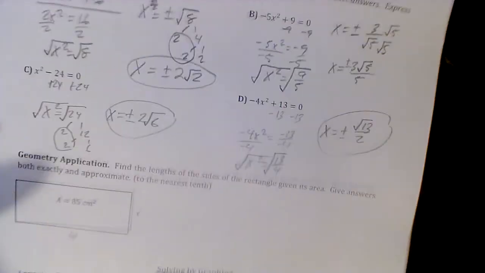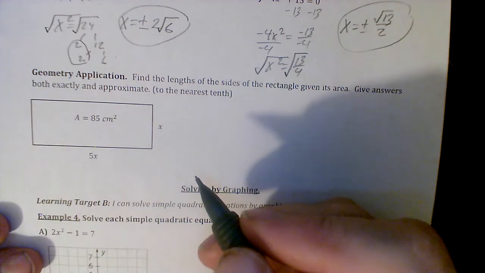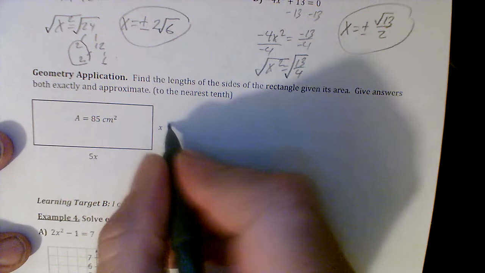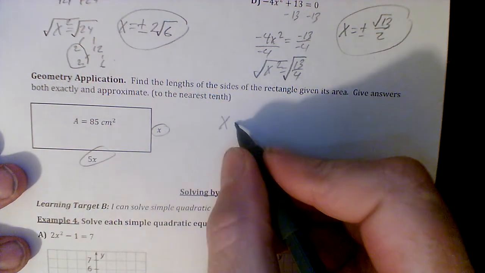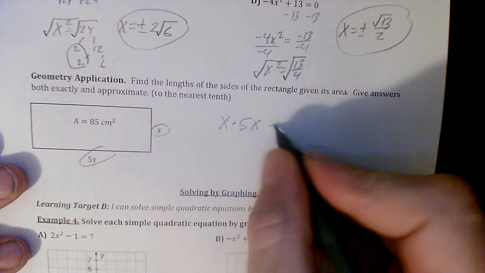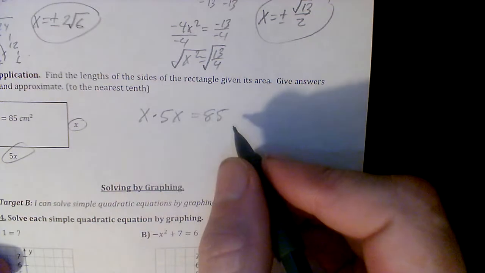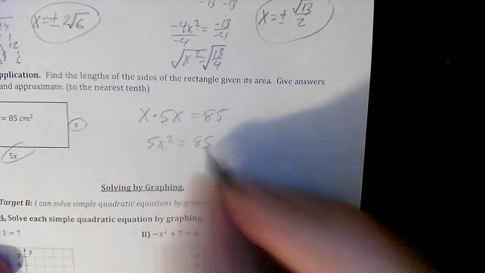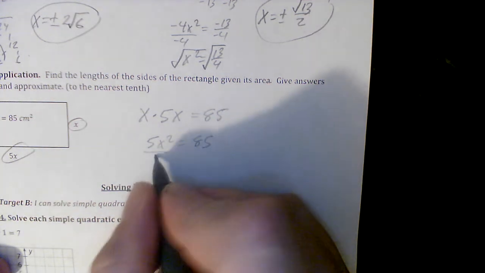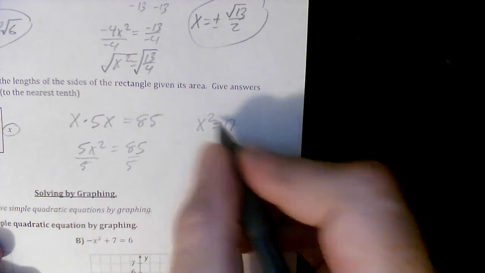Alright. And now we've got finding the lengths of a rectangle given its area. Well, that's kind of cool. So I know that to get the area, I multiply length times width. Alright, so I go x times 5x equals 85. And that gives me 5x squared equals 85. And we're going to divide by 5. We're going to notice the situation here. x squared equals 17.